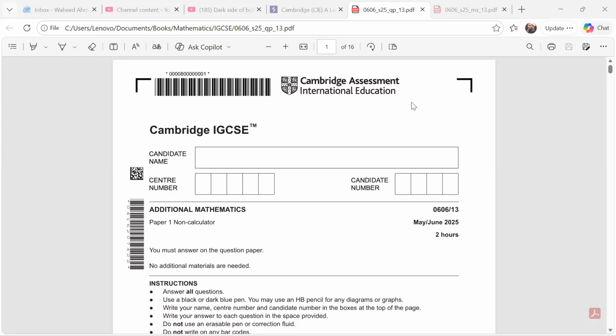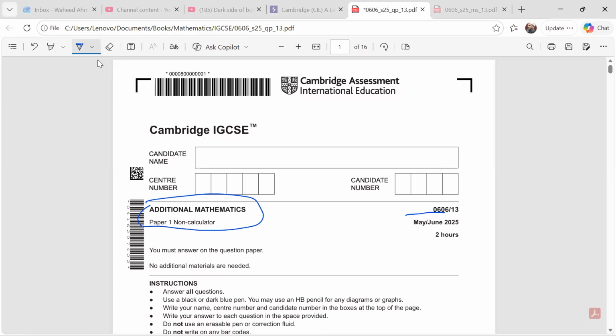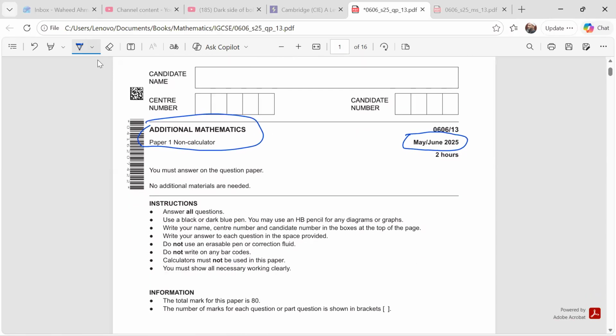Hello, we have been solving these past papers. So right now I'm going to do this Additional Mathematics Paper 1. This is the May-June 2025 paper. So let's jump in and start.